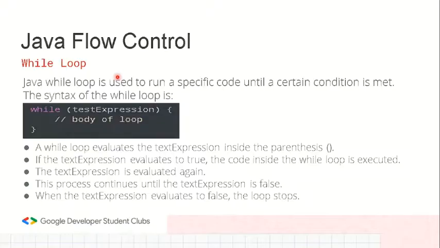So next we have the while loop. The Java while loop is used to run a specific code until a certain condition is met. So the syntax of the while loop is while, then we have the test expression, and then the body of the loop. So while relates to the test expression inside the parentheses. If the test expression is true, then the code inside the while loop is executed. Else, if the expression is false, then the loop stops.